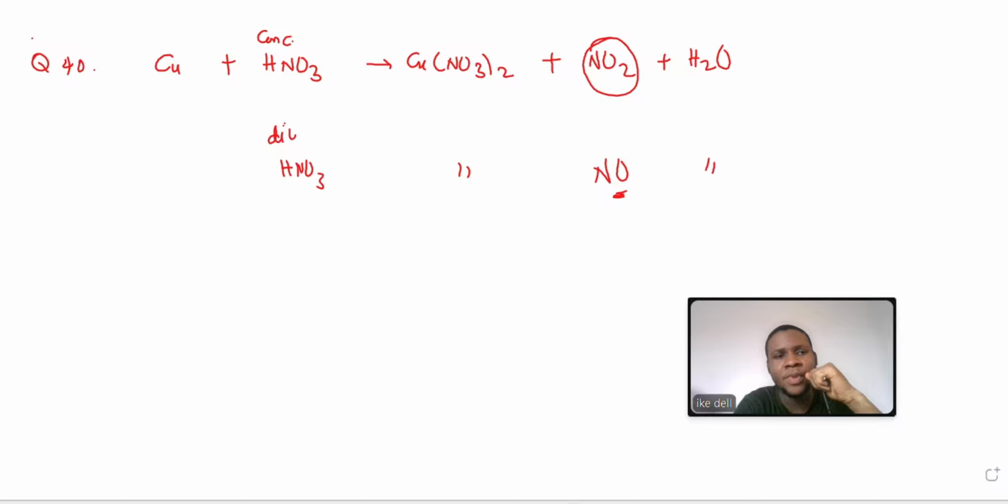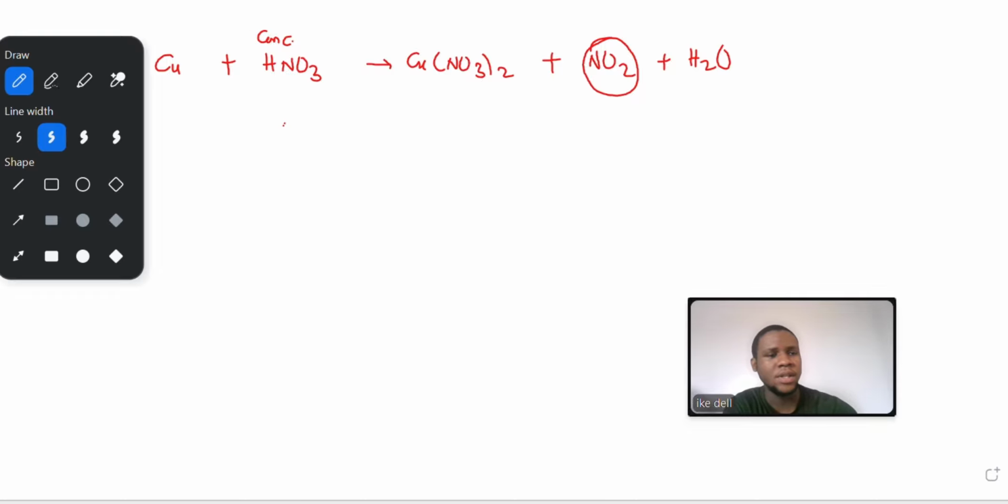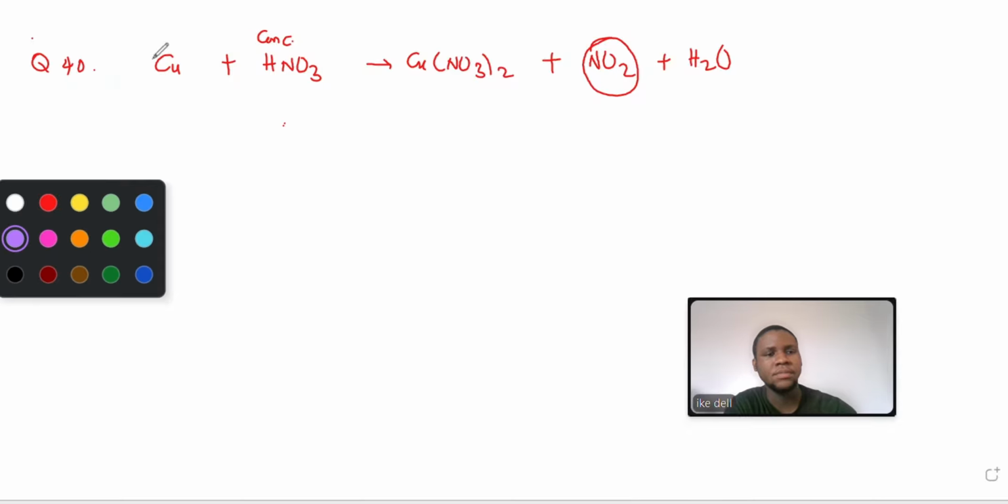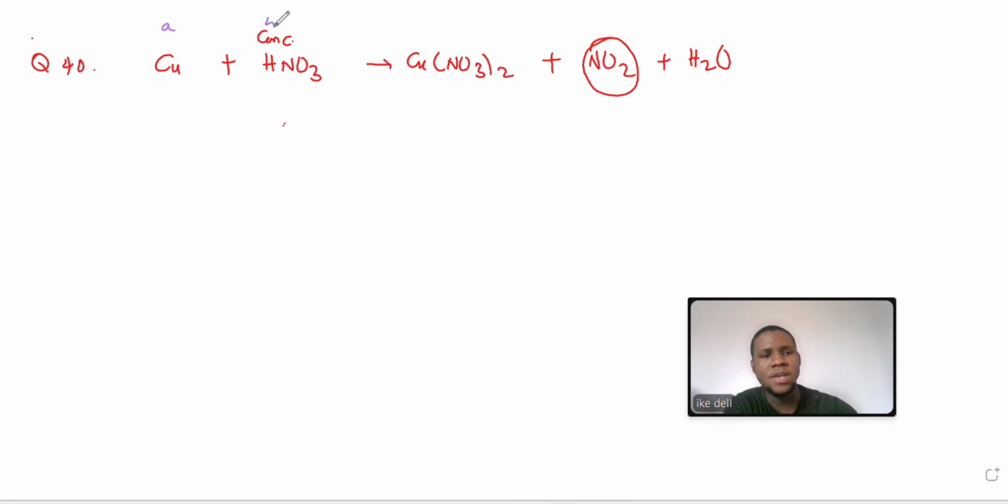NO and NO2, that's just the difference. All right, so let's balance this up. We're going to do the algebraic method as I said, and let's carry on. I'm going to call this A, B, C, D, and E. So real quick, I'll compare copper. Comparing copper, I have A equals C. Comparing hydrogen, I would have B equals 2E.